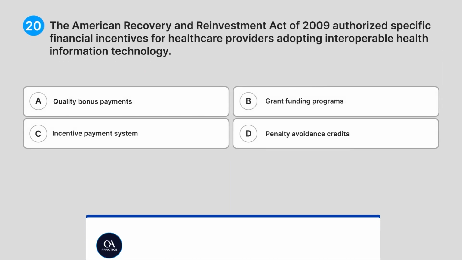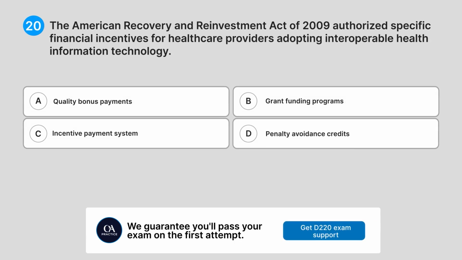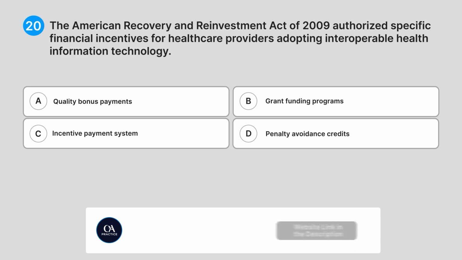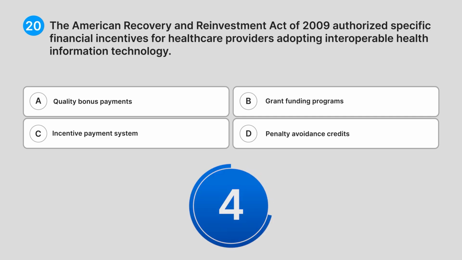20. The American Recovery and Reinvestment Act of 2009 authorized specific financial incentives for healthcare providers adopting interoperable health information technology. A. Quality bonus payments. B. Grant funding programs. C. Incentive payment system. D. Penalty avoidance credits. Do you know the answer?